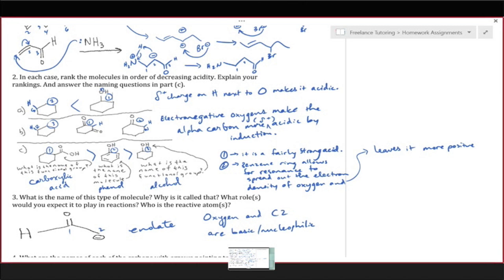You could have analyzed the carboxylic acid the same way as the phenol. Before it loses the proton, there's a resonance structure where the oxygen has a positive formal charge, and that also makes it acidic. Anyway, your explanation was correct. So that explains why 1 and 2 are more acidic than 3. And why is 1 more acidic than 2?